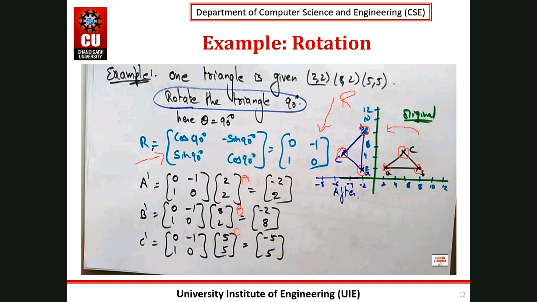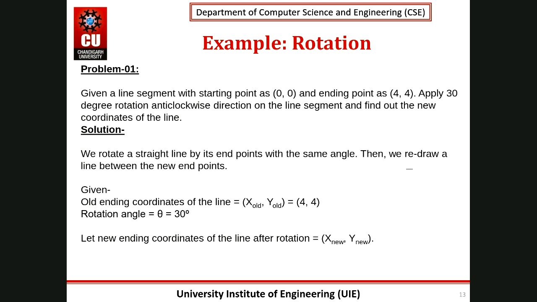Okay, so one more example I am discussing here is a line segment. For a line segment we require 2 points. The first point given to us is 0 comma 0, and the other point for the line segment is 4 comma 4. What we have to do is apply a rotation by theta, which is given as 30 degrees, in the anti-clockwise direction, and find out the new coordinates of the line segment.